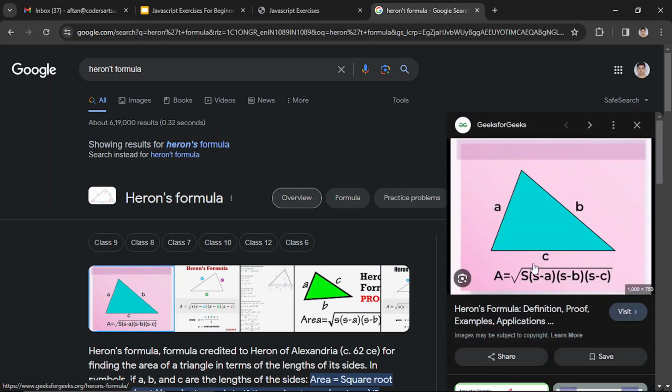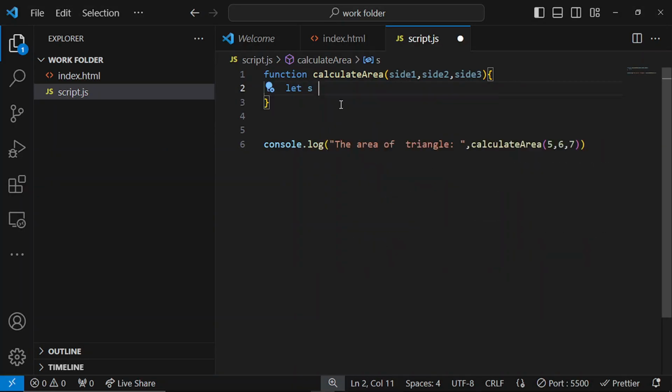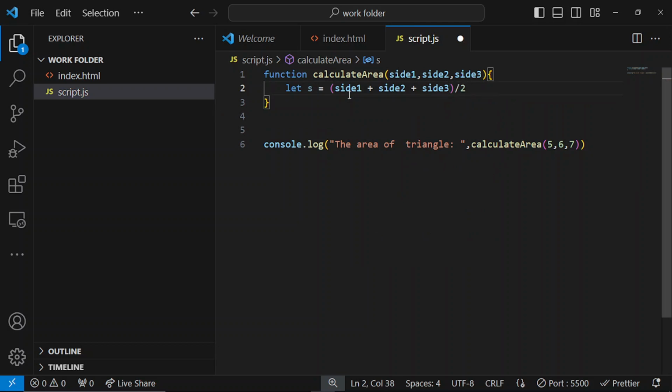You can see it's the square root of s times (s minus a), (s minus b) and (s minus c). And s is basically the semi-perimeter, which is counted by adding all the sides and dividing by 2. By the help of that we can count the s. So let me just count the s first, the semi-perimeter. It is basically the sum of side 1 plus side 2 plus side 3, divided by 2.